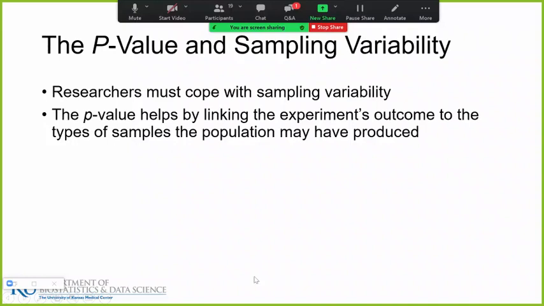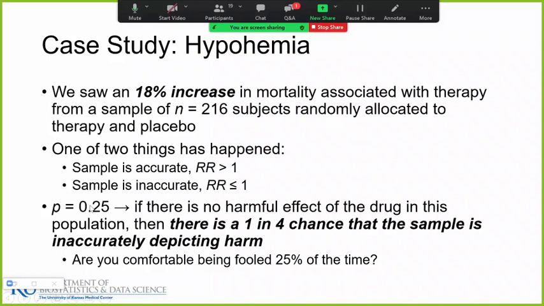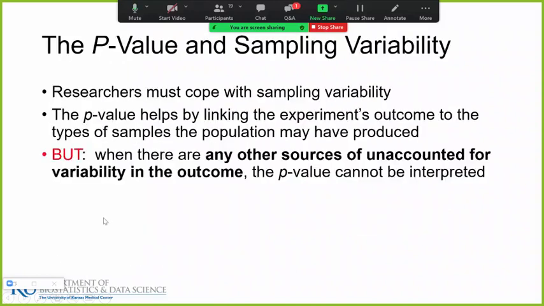So the p-value helps us cope with sampling variability. What it does is it links the outcome of our single experiment to the types of samples that could have been produced, taking into account the level of sampling variation in the study. So if the p-value is large in this setting, it reflects large sampling variation. If the p-value is small, it reflects small sampling variation.